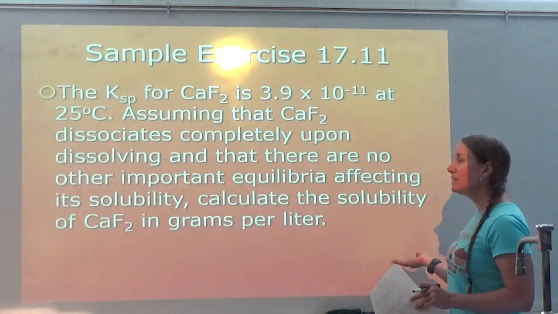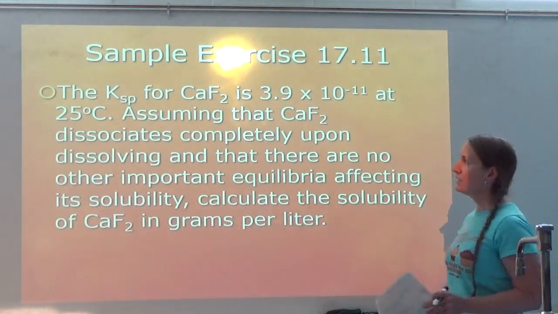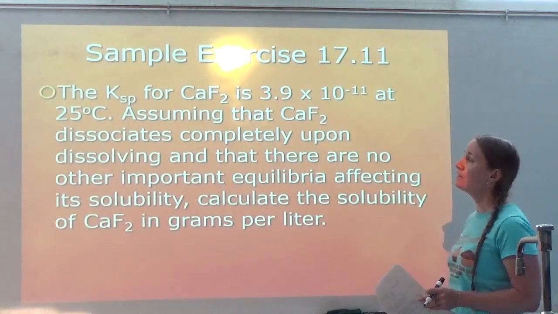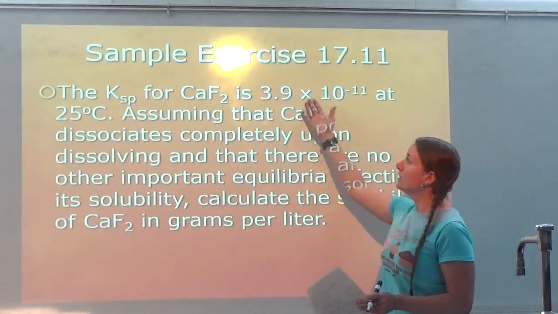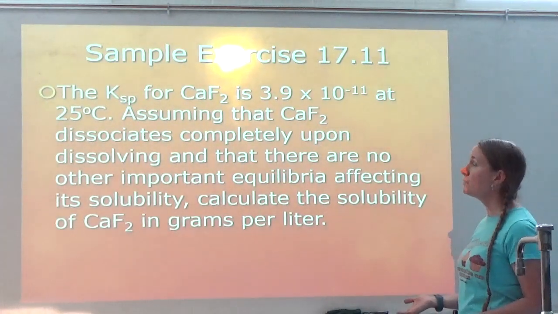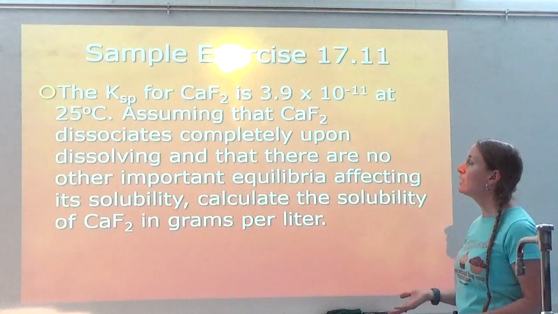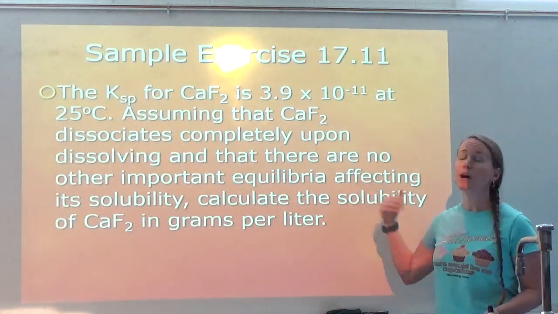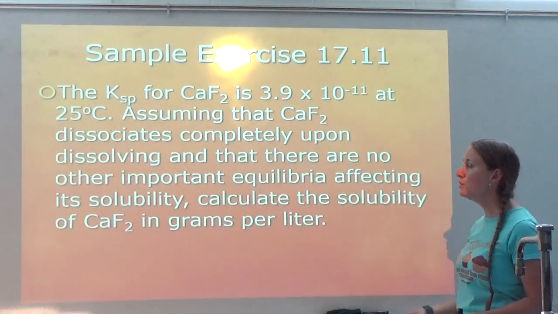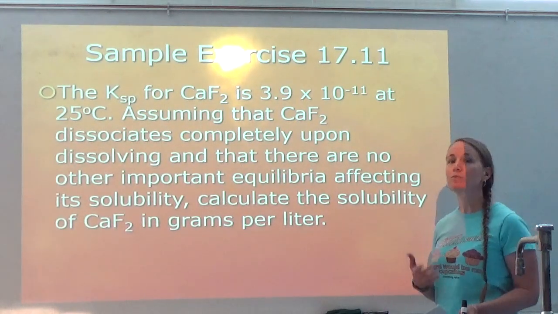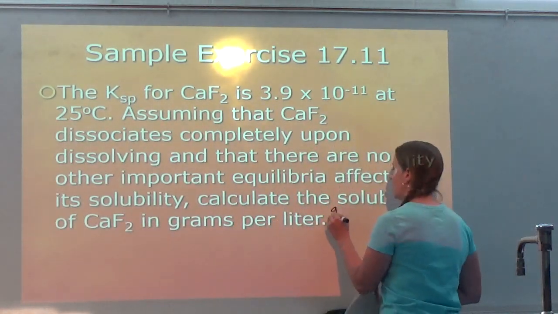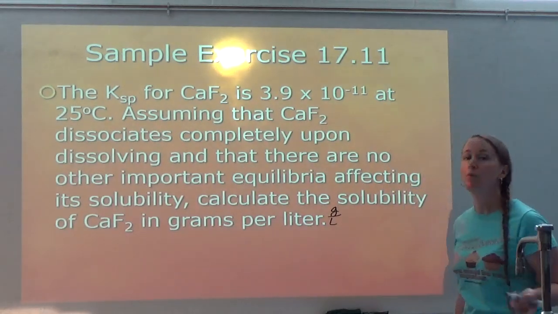So this is still very similar, it's just changing up units on us. It says the Ksp for CaF2 is 3.9 times 10 to the negative 11 at 25 degrees Celsius. So this time they gave me Ksp. Assuming that calcium fluoride dissociates completely upon dissolving and that there are no other important equilibria, so no common ion affecting its solubility, calculate the solubility of CaF2 in grams per liter. So in other words, we're not trying to calculate the molarity of CaF2. We want our answer in grams per liter, not moles per liter.